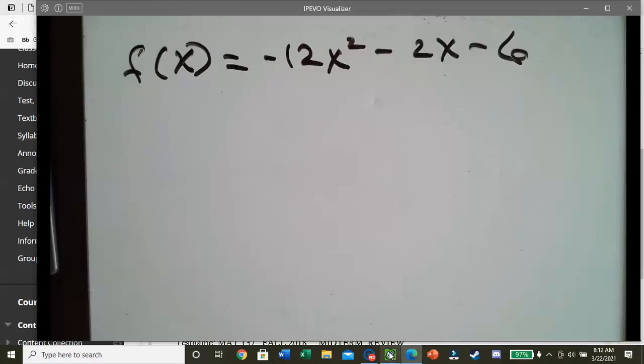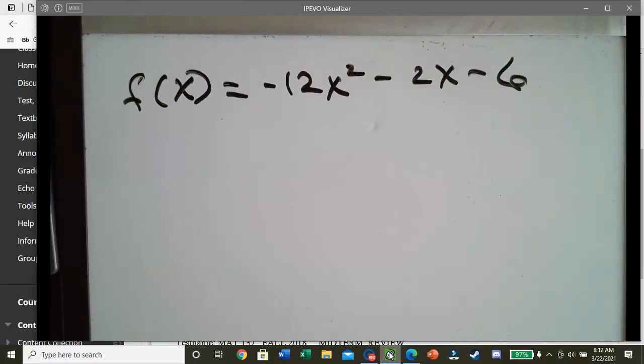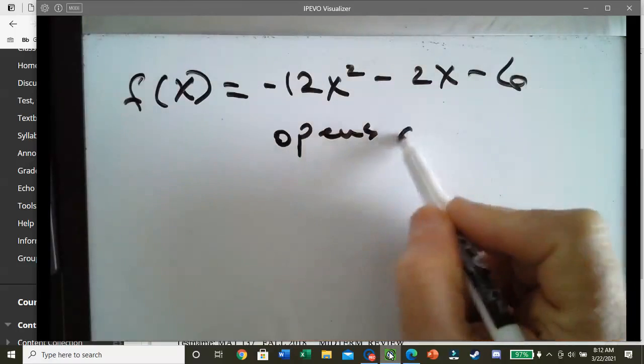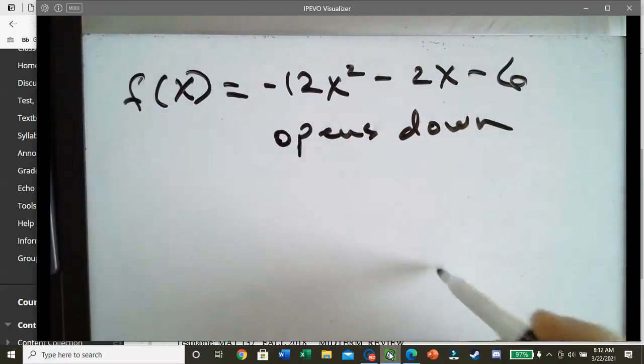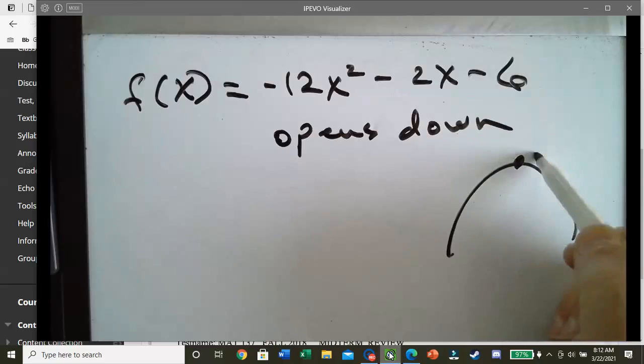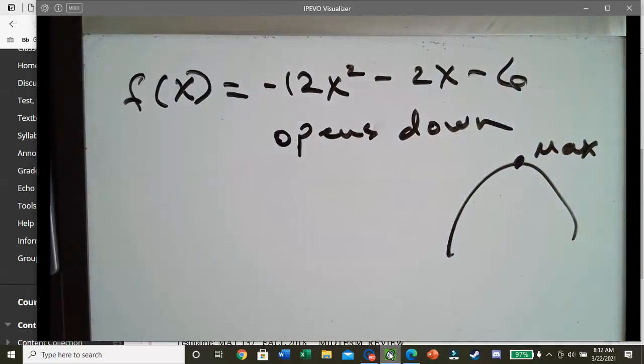So what do we have to do? What equation or formula or algorithm, whatever you want to call it? We know it opens down. So therefore, is that a minimum or a maximum? We know that's going to be a maximum, but we don't know what that maximum is yet. So what equation do we use?